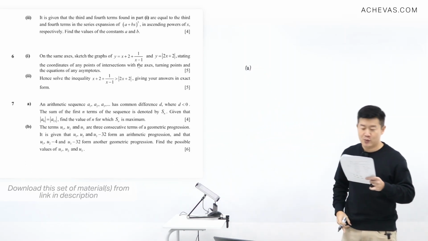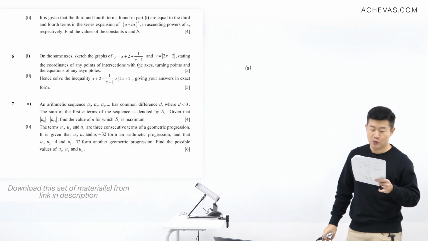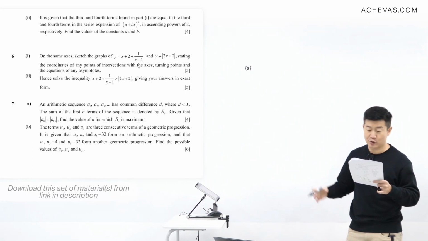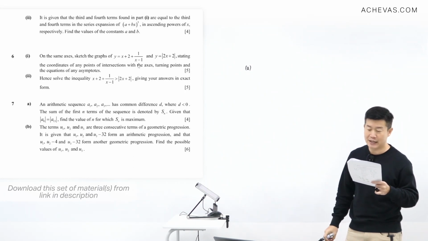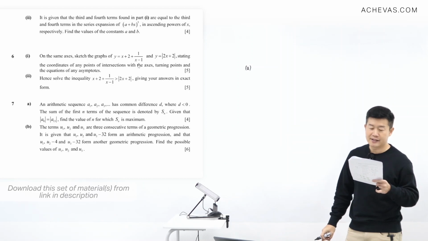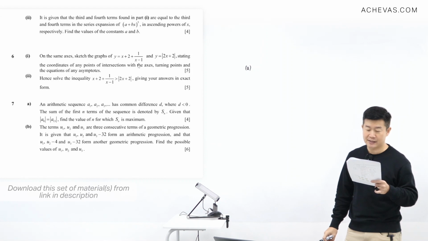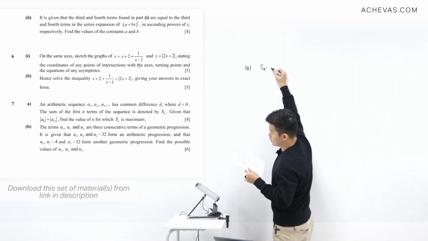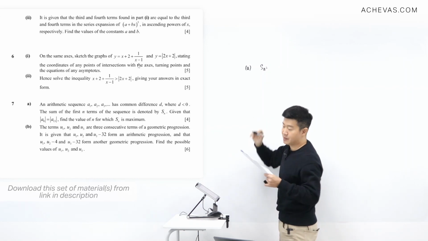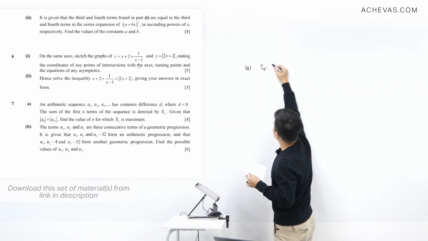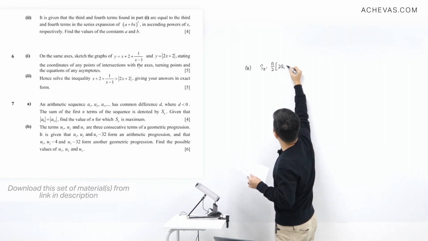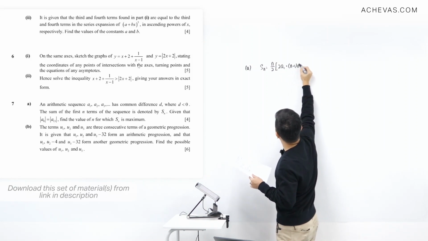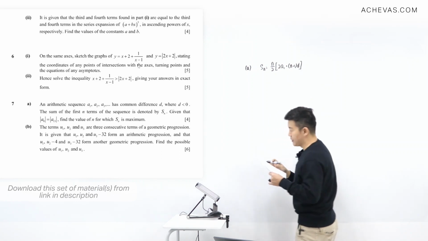An arithmetic sequence A1, A2, A3 and so on has a common difference of D, where D is a negative number. The sum of the first n terms of the sequence is denoted by Sn. So Sn is going to be equal to, let's just apply the sum of AP, n, the number of terms, divided by 2, of the first term plus (n - 1) times the common difference. So we have this.